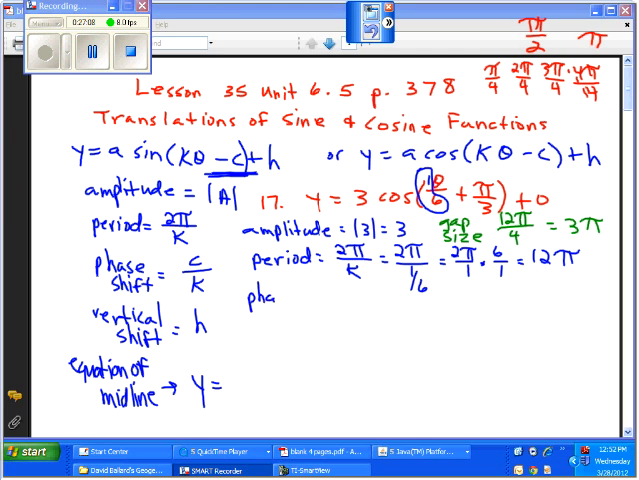The phase shift is equal to negative c divided by k, because we're undoing what's inside in the reverse order of operations. Let me show you again what we're talking about. We have multiplication by 1/6 and addition of pi over 3. You're going to undo that addition by subtraction, which would give you minus pi over 3 divided by 1/6. Undo addition by subtraction, then undo multiplication by division. So we have negative pi over 3 divided by 1/6.